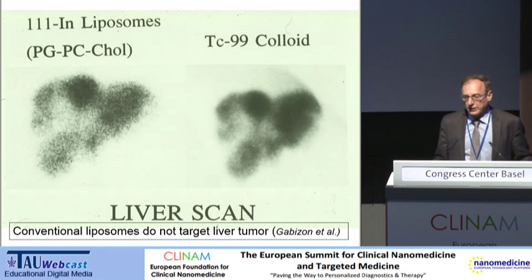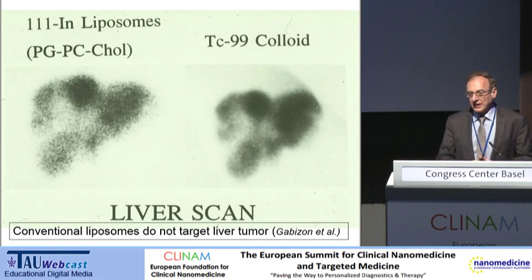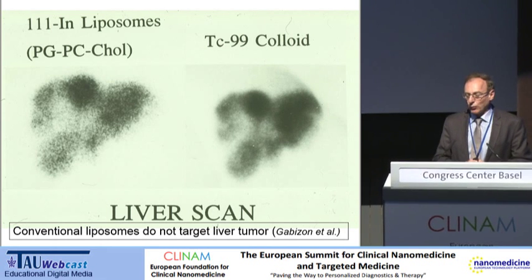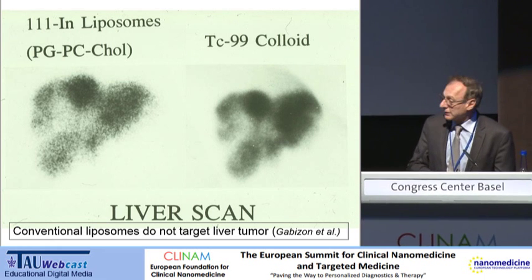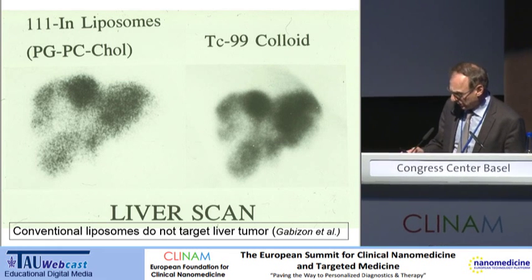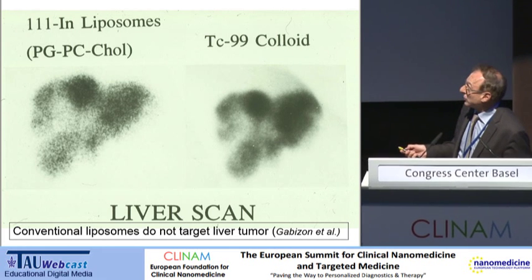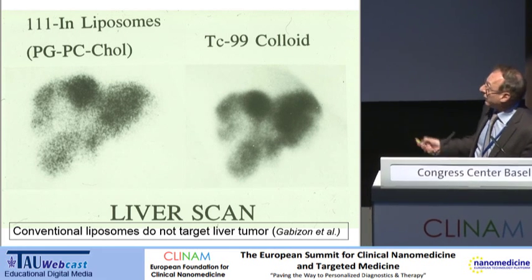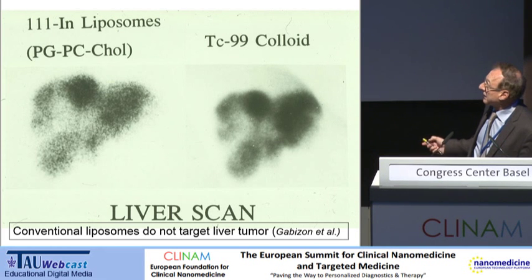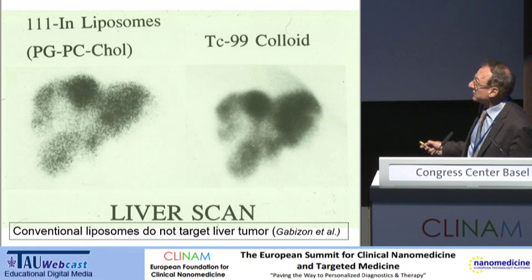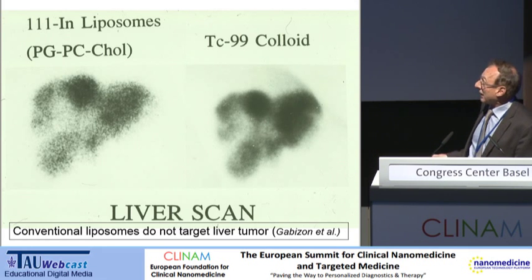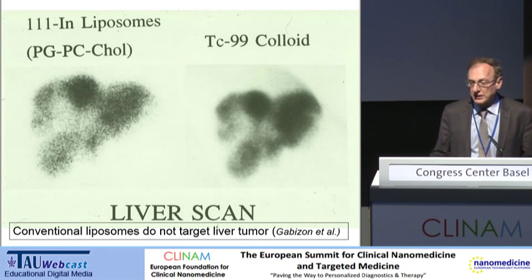So just a quick picture to show you what is the image that can be seen when conventional liposomes are injected into a human being with liver metastases. As you see here, this is the normal liver scan of these patients, and you can see that when you inject the colloid in those places where there are no reticuloendothelial system cells, they remain white because they don't take the radioactive material. And actually, the image that you get with these conventional liposomes is a superposing image.